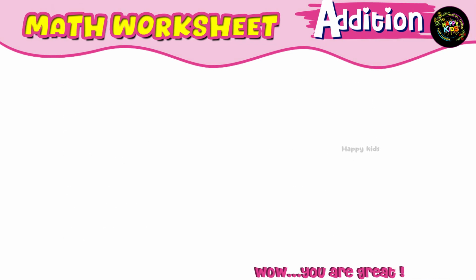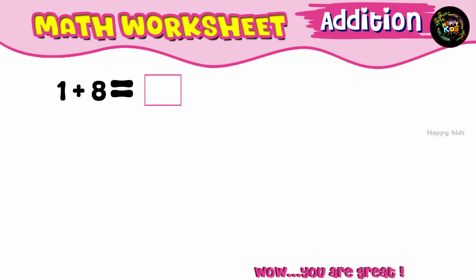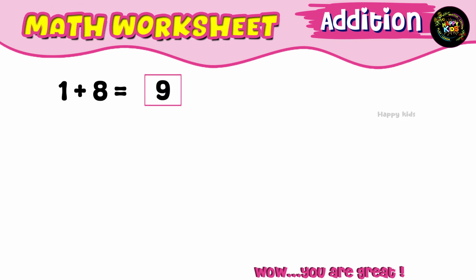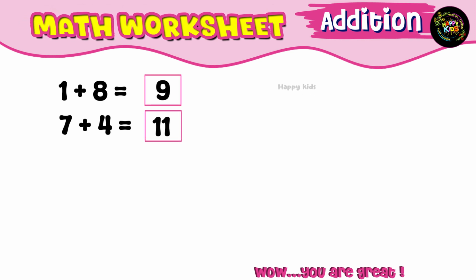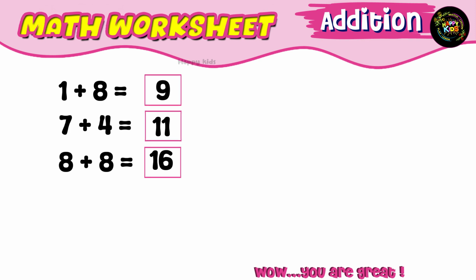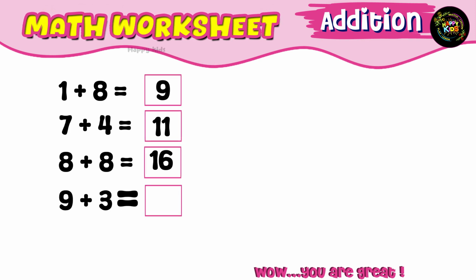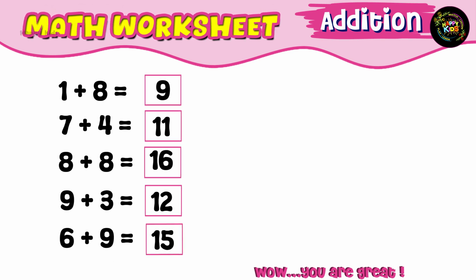Math worksheet. Edison. 1 plus 8 is equal to 9. 7 plus 4 is equal to 11. 8 plus 8 is equal to 16. 9 plus 3 is equal to 12. 6 plus 9 is equal to 15.